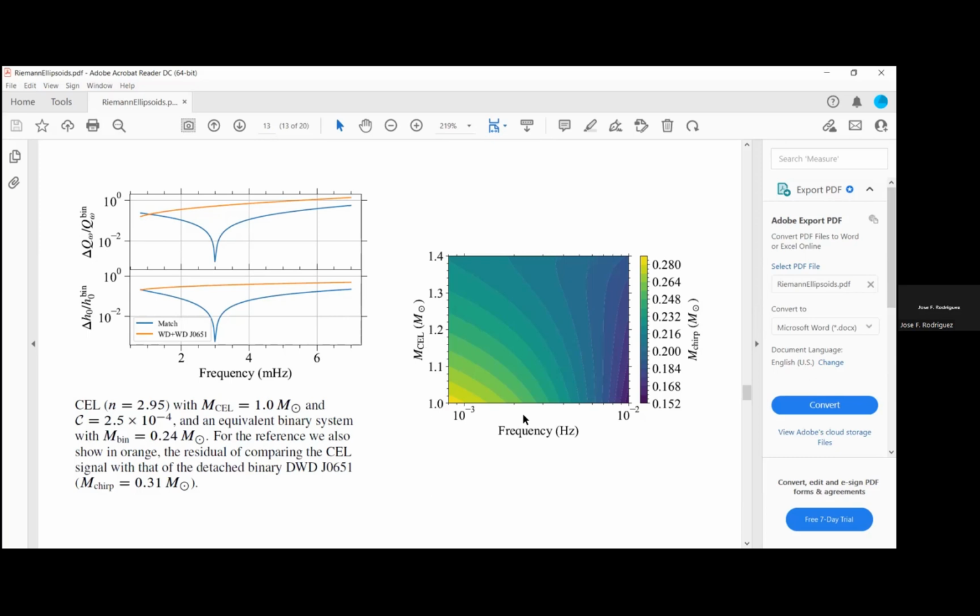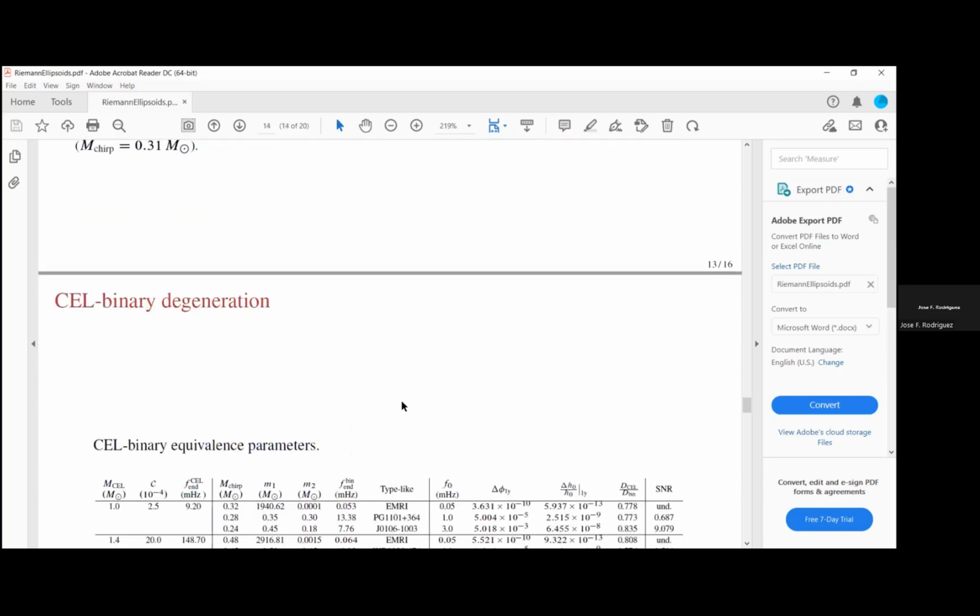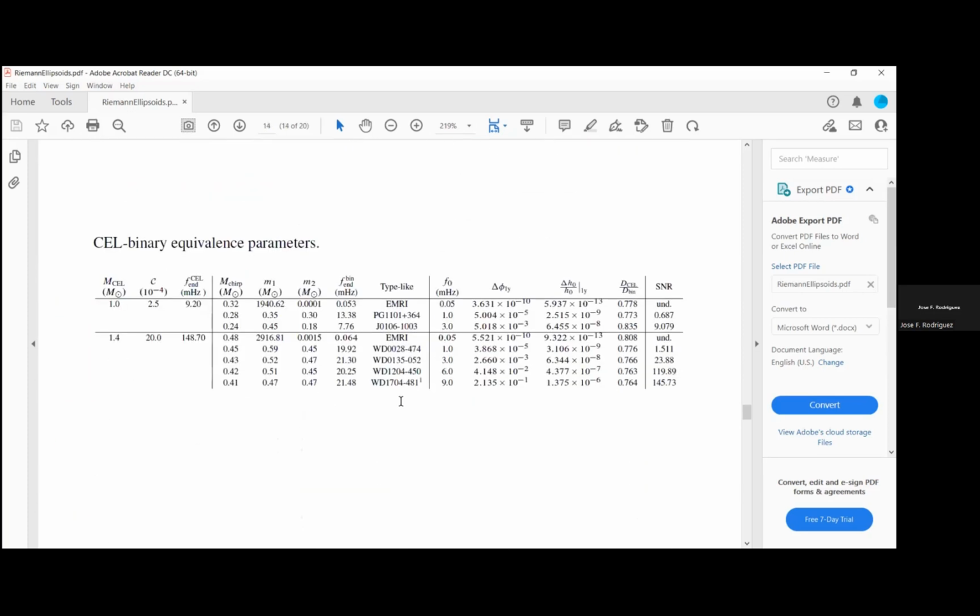Once you have these parameters, you can extract the chirp mass, but you can also argue that this system is not a binary system, but can be seen as a chirping ellipsoid. In this table, I show you the equivalence between the parameters of an ellipsoid and a binary for some binaries. For example, for an ellipsoid and a binary detected at 9.20 millihertz, the chirp mass is 0.32 solar masses, and the mass of the ellipsoid is 1 solar mass.